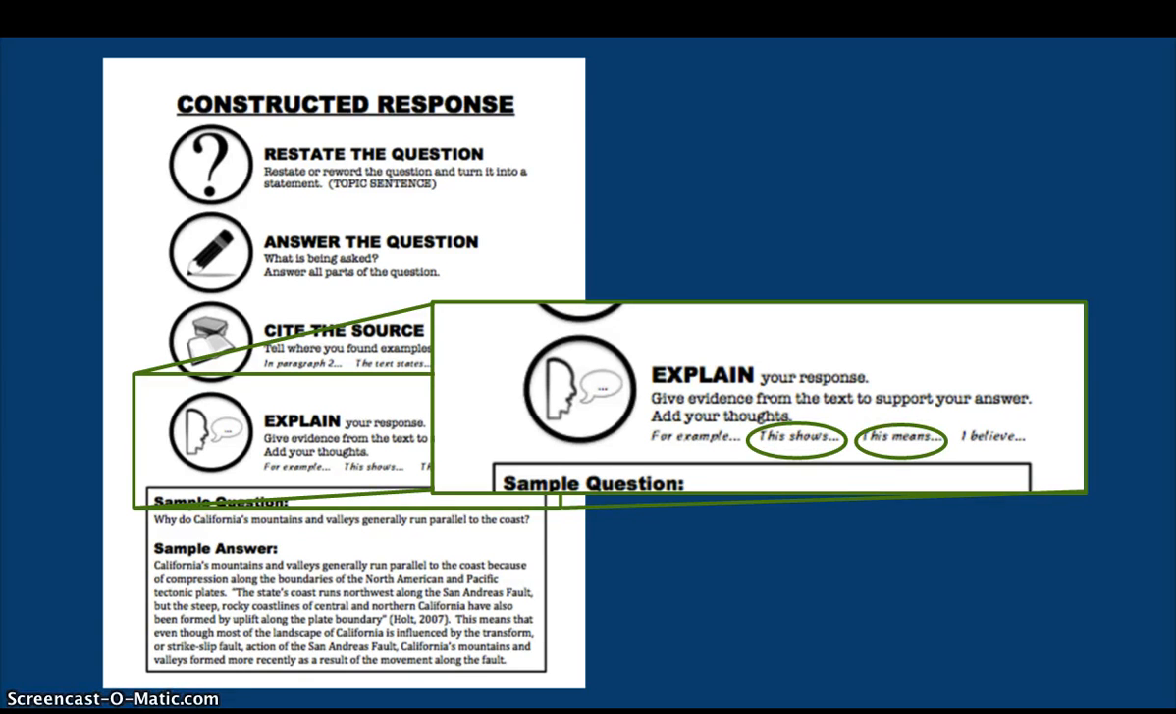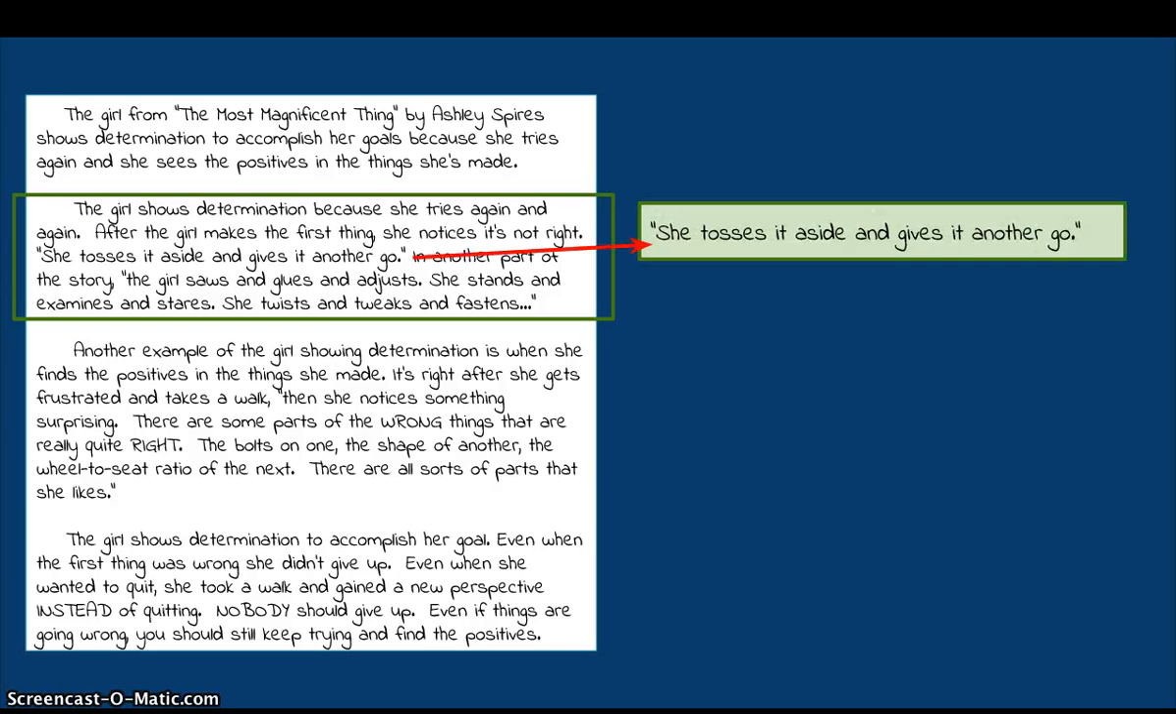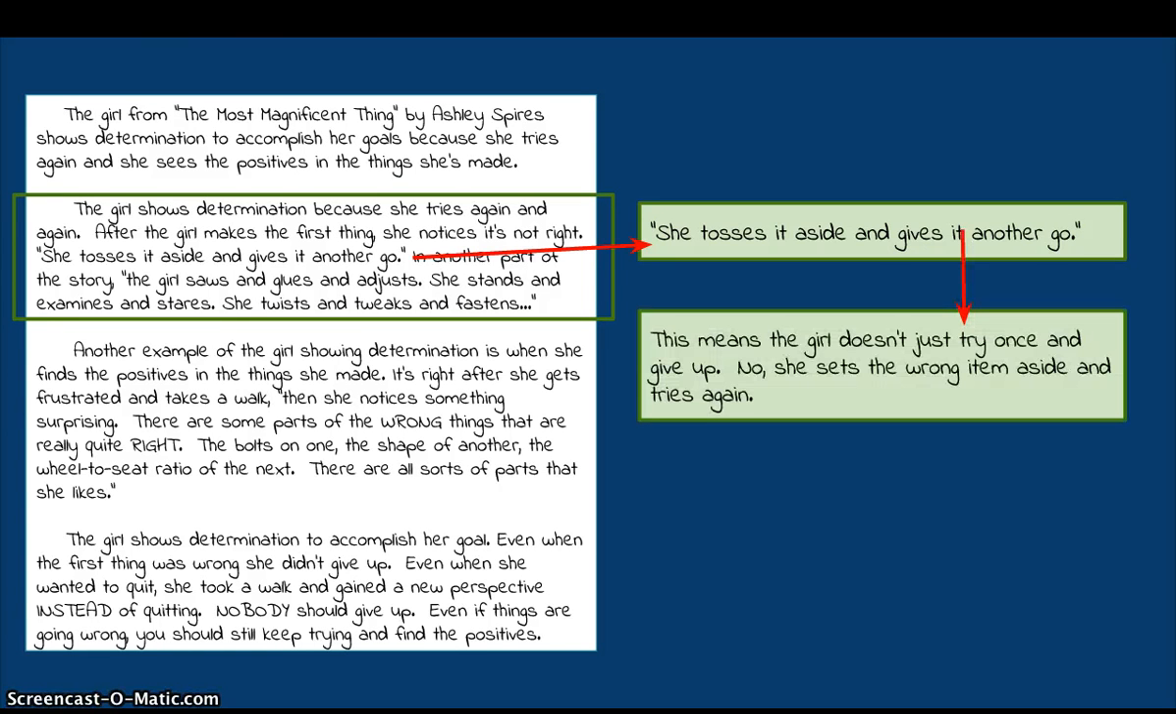Okay, so we understand what to do, but how do we do it? What does it look like? Here's my sample essay from last session. I need to add explanation to my evidence. Well, my first evidence is in my body 1 paragraph. That's where we'll start. The first quote I use is, "She tosses it aside and gives it another go." Using one of my sentence starters, I could say, "This means the girl doesn't just try once and give up. No, she sets the wrong item aside and tries again."